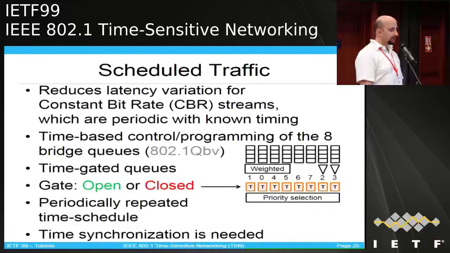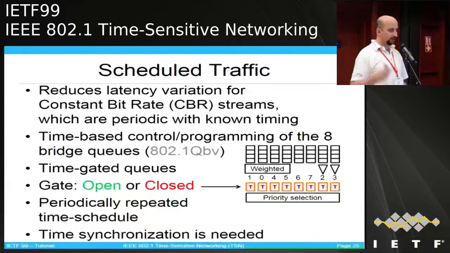And what I'm explaining from now on was specified as TSN. Well, it's all one package together today. So this is called scheduled traffic, which introduces time-based scheduling to the queues. It is to reduce the delay variation for CBR streams, which are periodic with known timing.